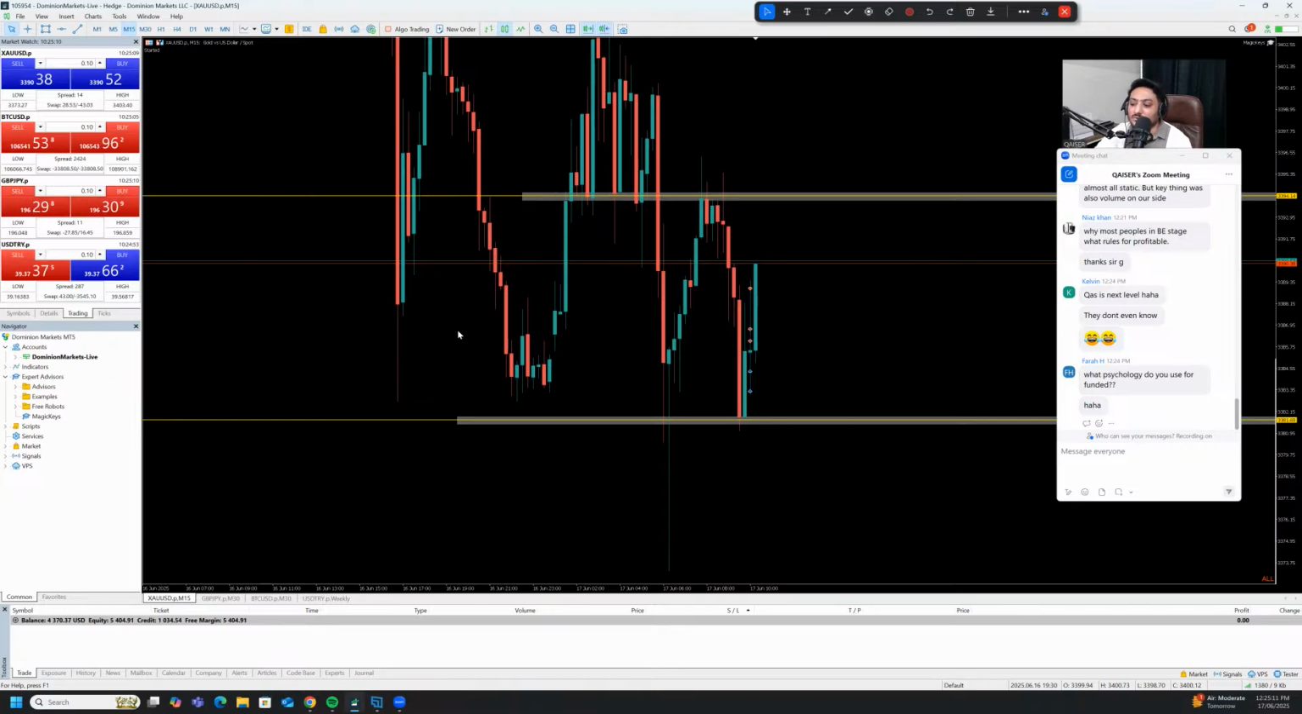I'll try to go with lower lot sizes in the beginning. Once I take it towards 2% or 3% in profit, and there's a clean structure, a clean market, the risk I take there will be my profit. I can go with 2 to 3%, which is already made with a low lot size.